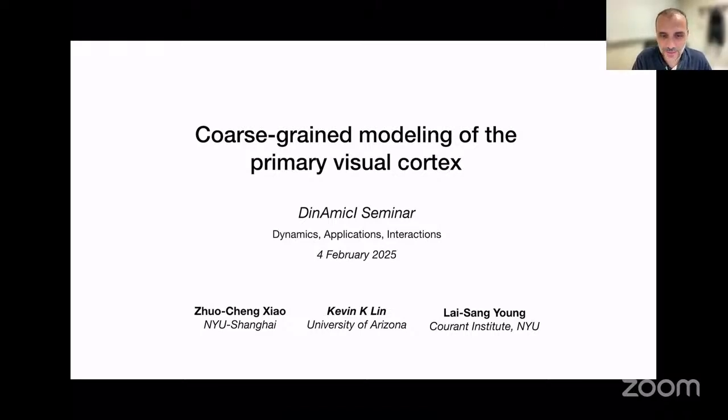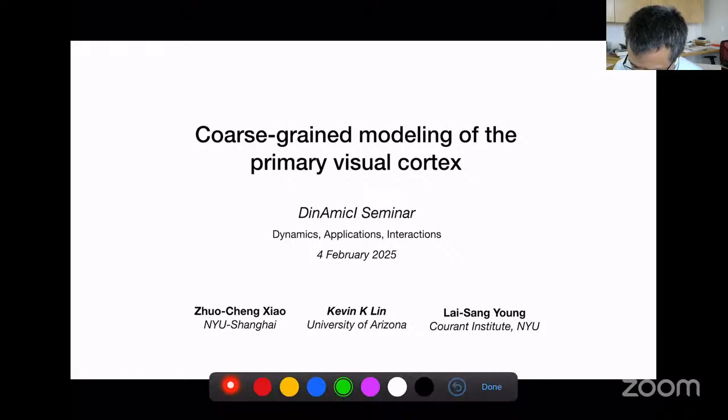Kevin Lin is the next speaker, and he will talk about coarse-grained modeling of the primary visual cortex. Thank you. First, I'd like to thank the organizers for this opportunity to speak. I'll talk a little bit about some joint work with Lai-Sang Young and Zhuocheng Xiao, who's at NYU Shanghai, on some of the computational issues that have come up.